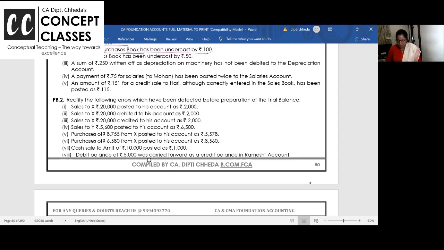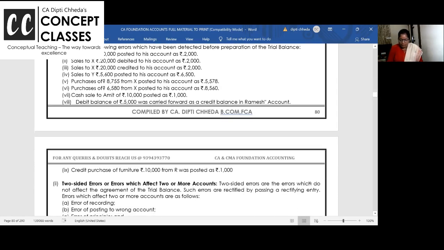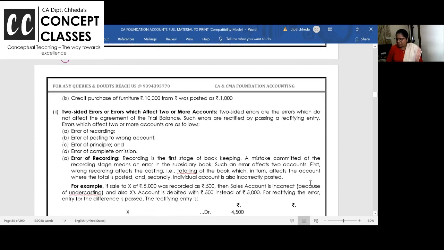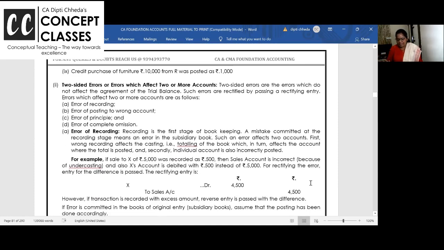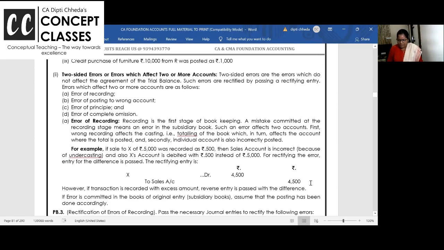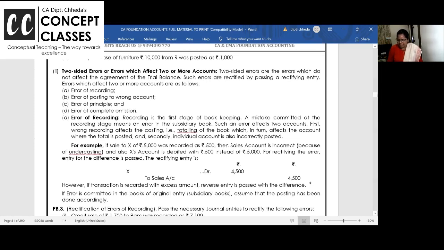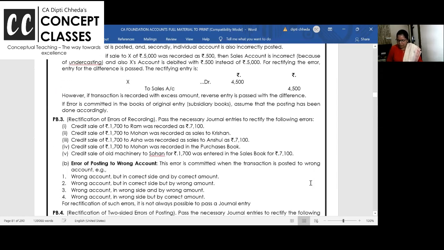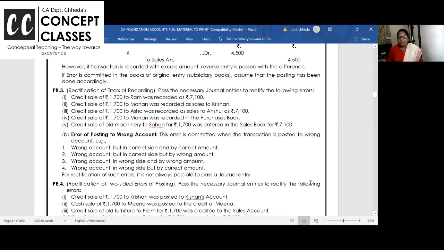Chalo, let us go to the next type. Second problem, we are not doing it. Leave it. Now I hope you are clear. वो debit या credit side लिखना है. We are going to the next one. Two-sided error or errors which affect two or more accounts. Okay. So it could be error of recording, posting, principal, anything. But where more than one accounts are affected, how you are going to do it? Let us see.